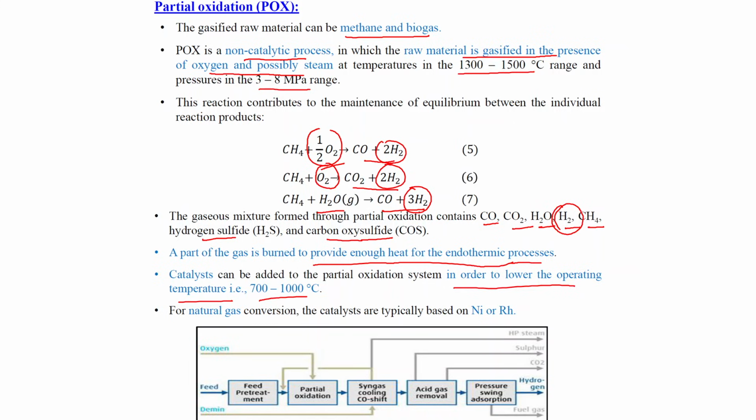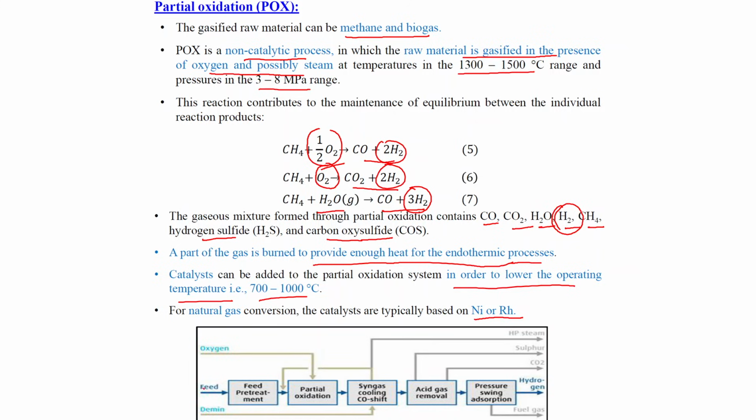So then, where we were, the catalyst can be added. Sometimes catalysts are also added. For natural gas conversion, the reactant is not the same all the time. Sometimes methane is used, sometimes biogas is used. Depending on the reactant, if your raw material is temperature sensitive, then you can add a catalyst also. For natural gas conversion, the catalyst typically used is nickel or rhodium. Okay.